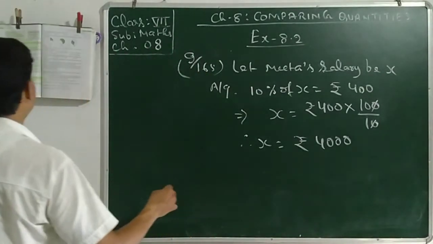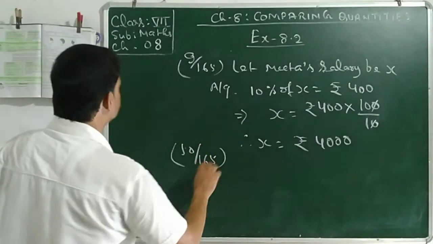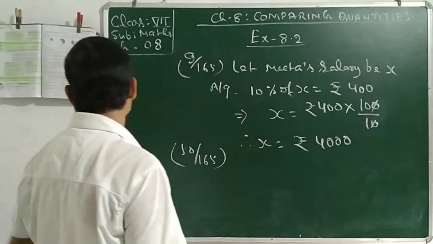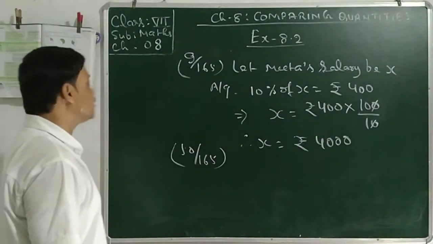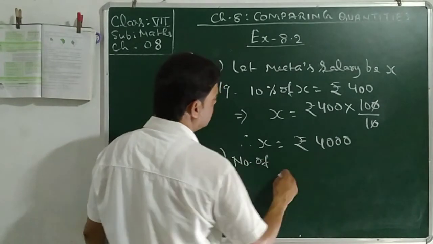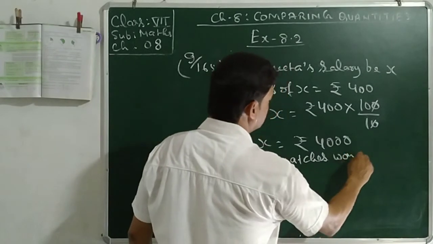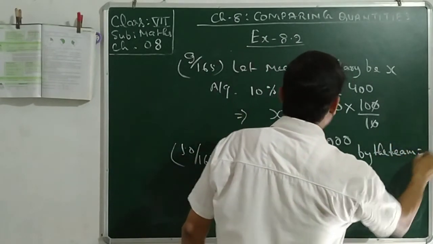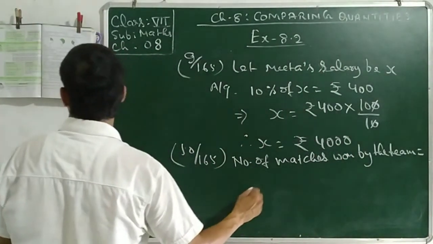Now, in the 10 number sum, it's also very simple. Our local cricket team played 20 matches in one session. It won 25% of them. How many matches did they win? Number of matches won by the team, that will be 25% of 20 matches.